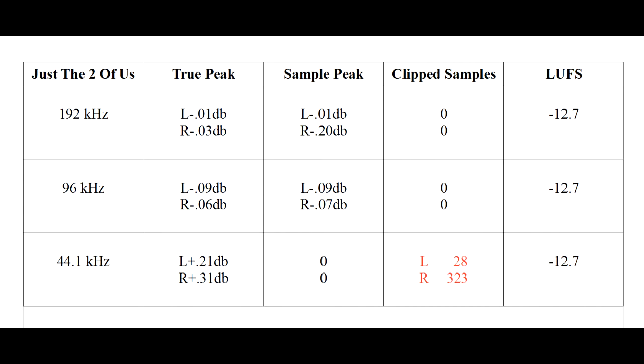Left channel has 28 samples that are above the limit, the digital limit of 0, and right channel has 323 samples above that limit. We haven't changed the volume. You look over there at minus 12.7. Nothing's changed there. All we've done is resampled it from 192 down to 44.1, and the end result is a bunch of clipped samples.